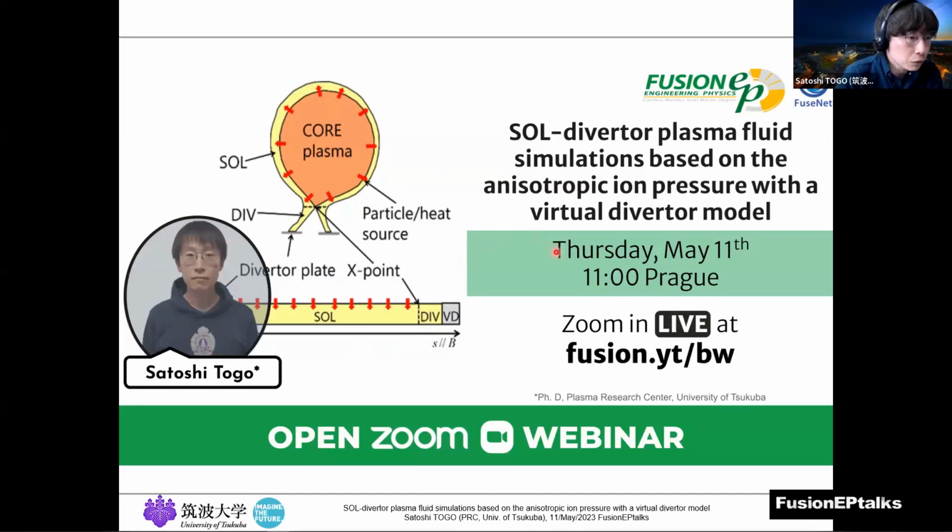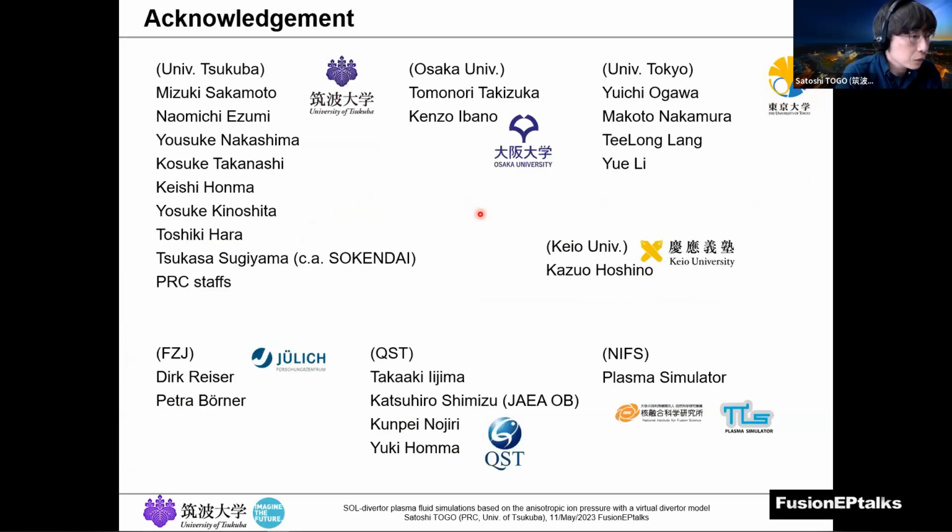My name is Satoshi Togo, and I belong to Plasma Research Center in University of Tsukuba in Japan. Today I'd like to give a talk titled SOL-divertor plasma fluid simulations based on the anisotropic ion pressure with a virtual divertor model. First of all, I'll give this seminar on behalf of the co-authors of my works shown here, so I'd also like to thank all of them.